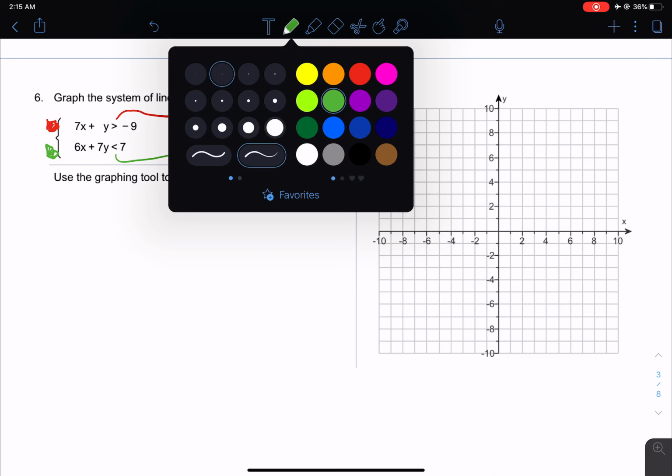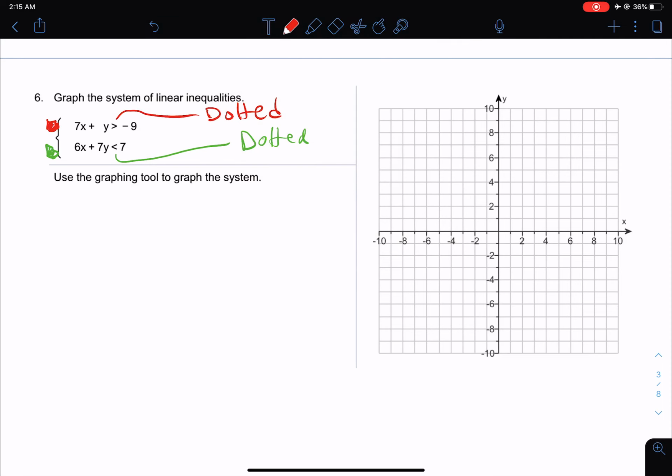And if we use what the book says, well, why don't we make this an equation? So 7x plus y equals -9 and solve. I think putting it in slope-intercept form is just going to be beautiful. So y equals -7x - 9. That means my y-intercept is down here at -9, and my slope is down 7 and right 1.